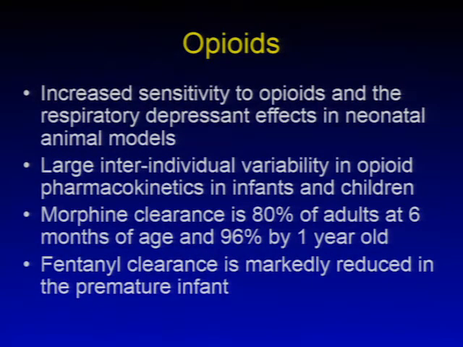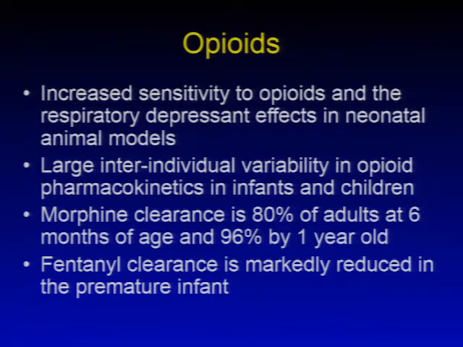I'll next move on to opioids and the effect of infants and children development on opioid use. In laboratory animals, narcotics are more toxic to newborns than older animals. There's increased sensitivity to opioids and the respiratory depressant effects in neonatal animal models. Respiratory depression in infants may be a function not only of the lipophilicity of opioids, but also of the maturational changes in the opiate receptor pools. The low affinity receptors are present in larger numbers at birth, and those are associated with respiratory depression.